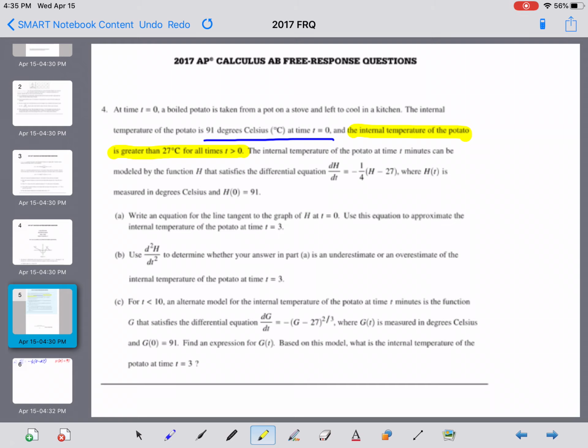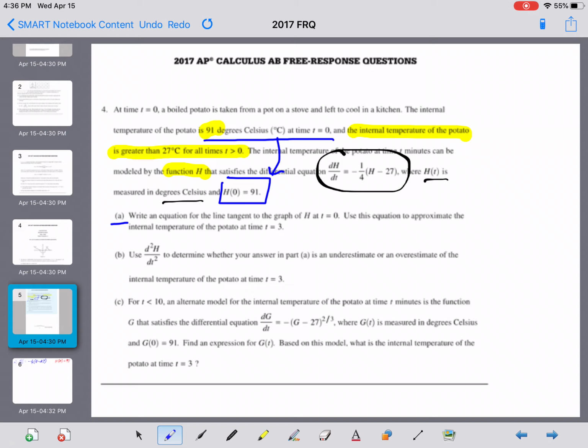We're supposed to write an equation now for the line tangent to the graph of h at t is equal to 0. That's part 1. And then use that equation to approximate the internal temp of the potato at t equals 3. Okay, so the first thing they wanted was the equation of a tangent line.